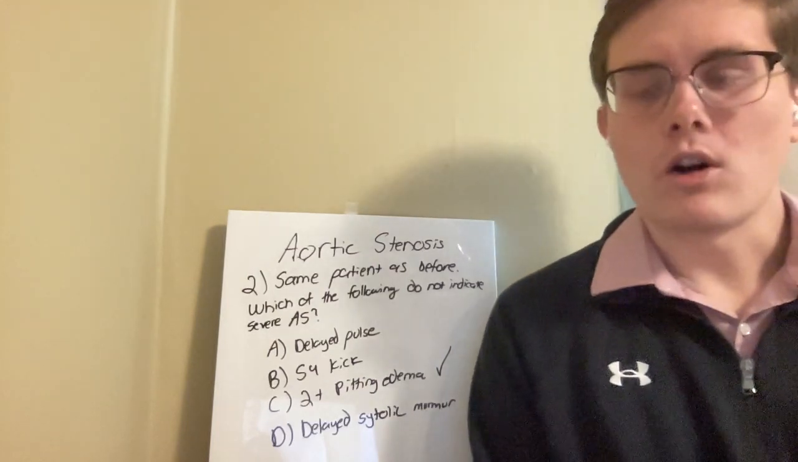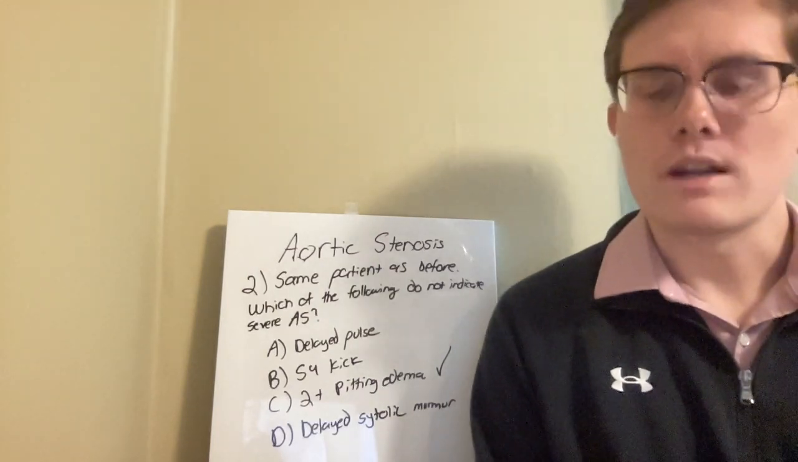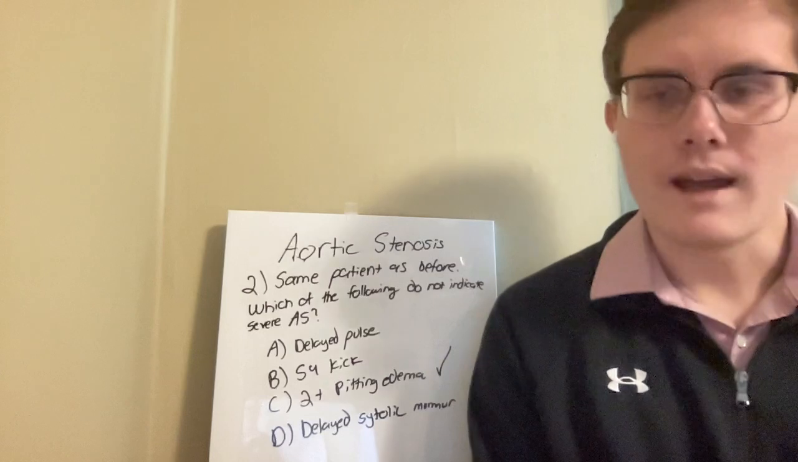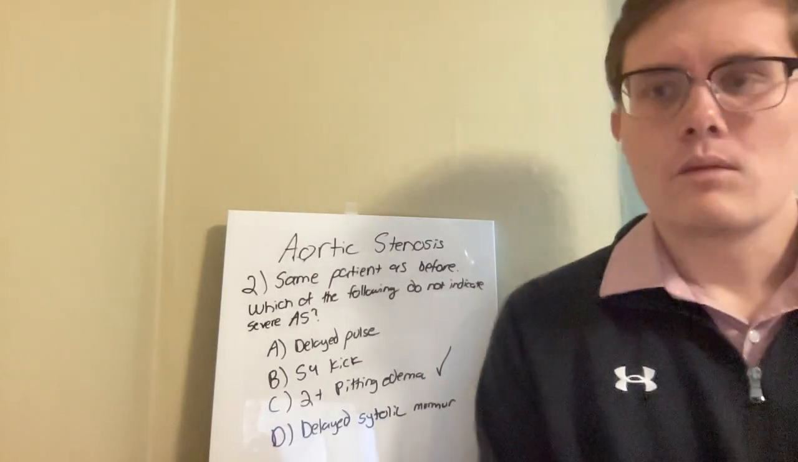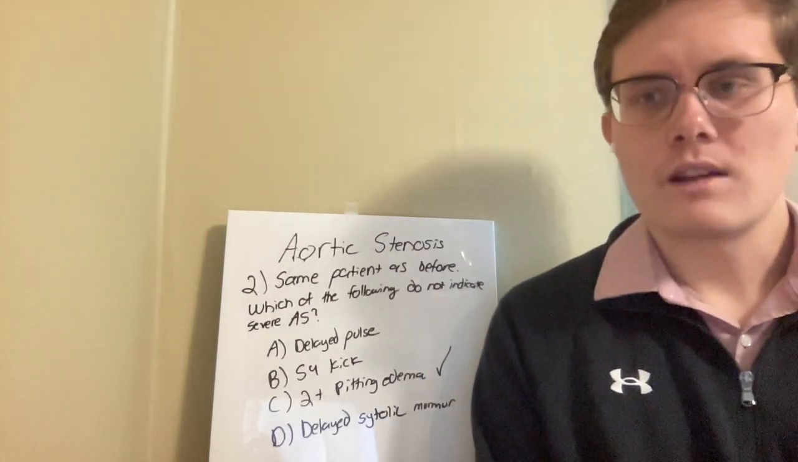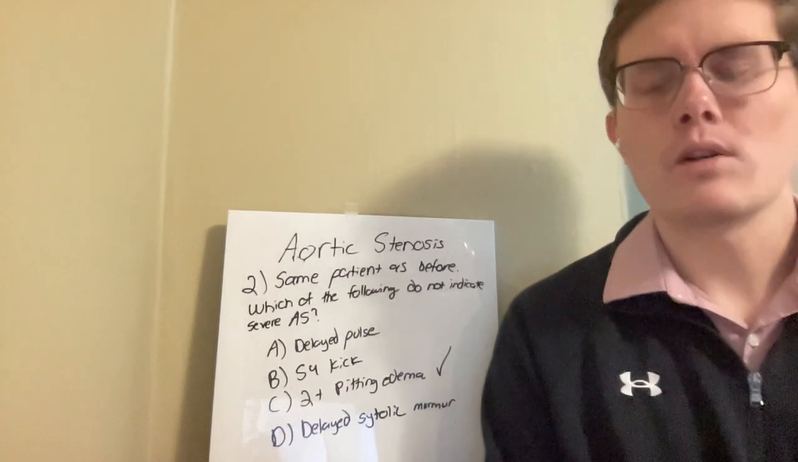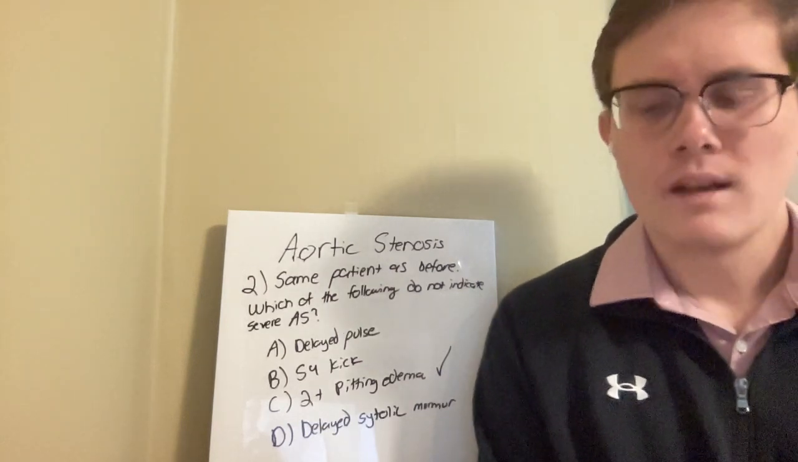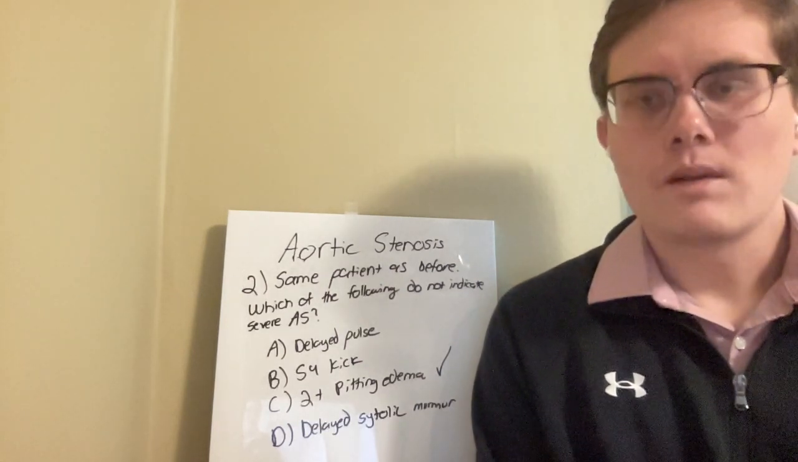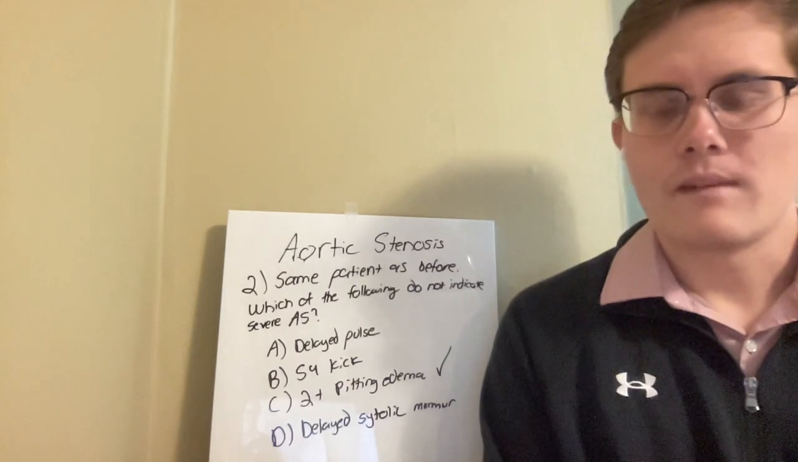As the heart is having to work harder to generate higher pressures to get blood to flow through the aortic valve, we start to develop ventricular stiffening and ventricular hypertrophy in that chamber. And as a result of that, we sometimes hear the S4 kick there.